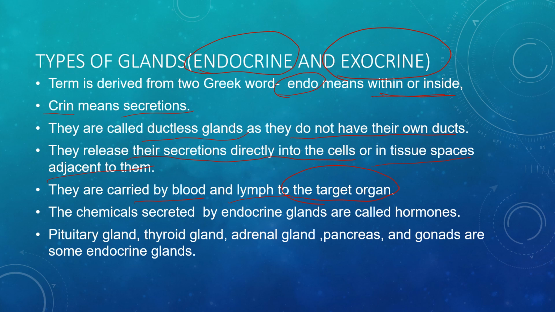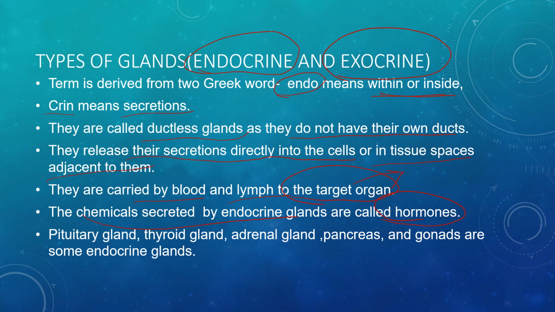These are the new terms you are learning. The target organ is where the chemicals need to act. The chemicals secreted by the endocrine glands are called hormones. Those chemical messengers which are secreted from these ductless glands are called hormones.